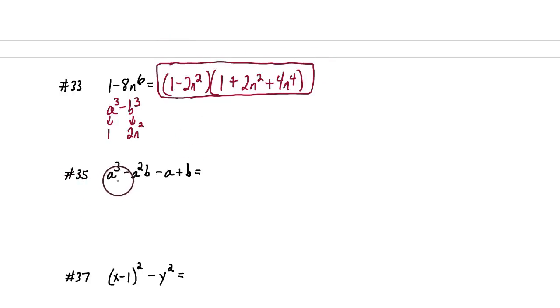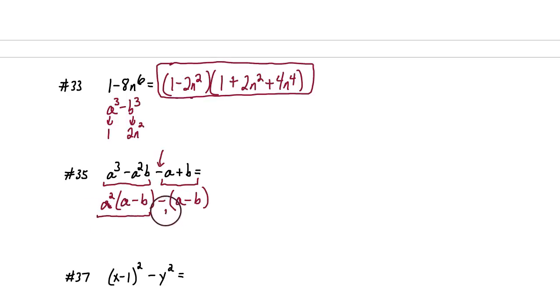Number 35 has 4 terms. Let's try the grouping method. In the first binomial, both terms have a common factor of a squared. A squared times a makes a cubed, and a squared times negative b makes negative a squared b. The other binomial begins with a negative, so let's factor out a negative. And then in parentheses, a minus b.